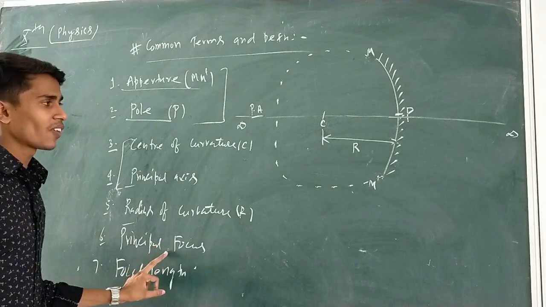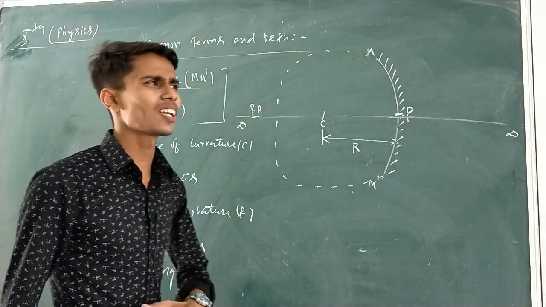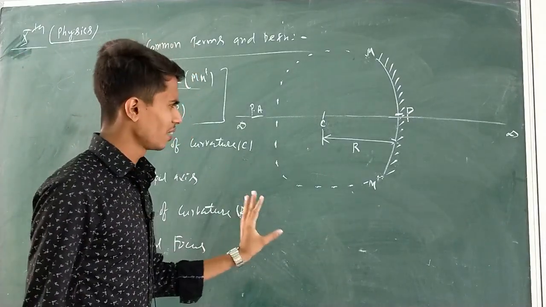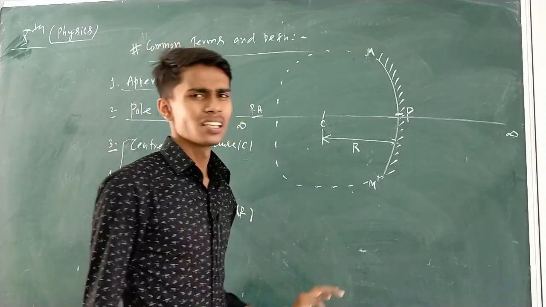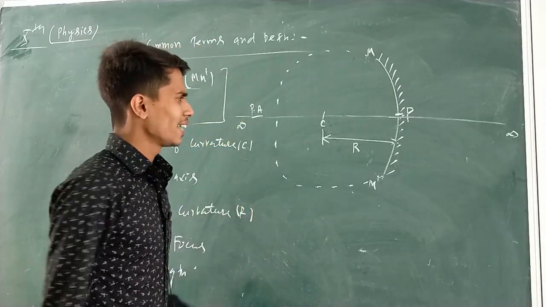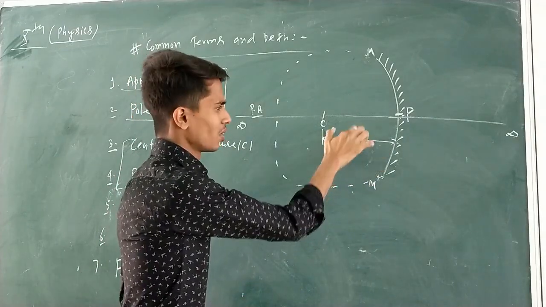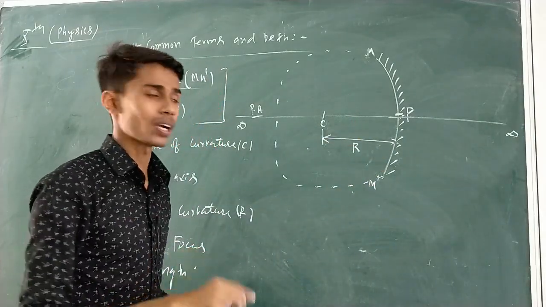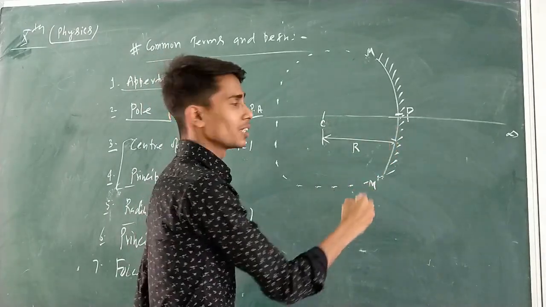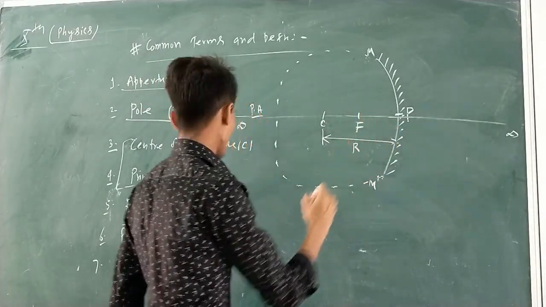Now we will define principal focus. Now focus can be defined in a different way. Here you can understand that the midpoint of the radius of curvature, lying on principal axis, is called focus. The midpoint lying between pole and center of curvature is called focus. It is represented by capital F.